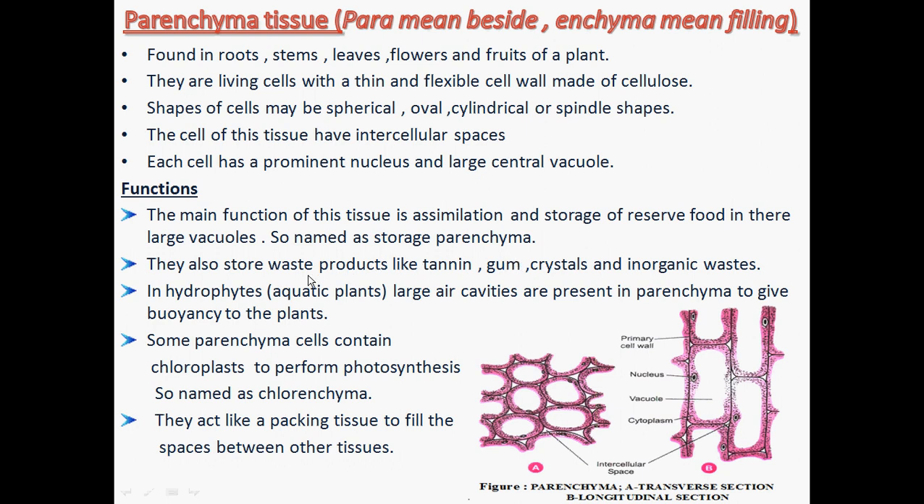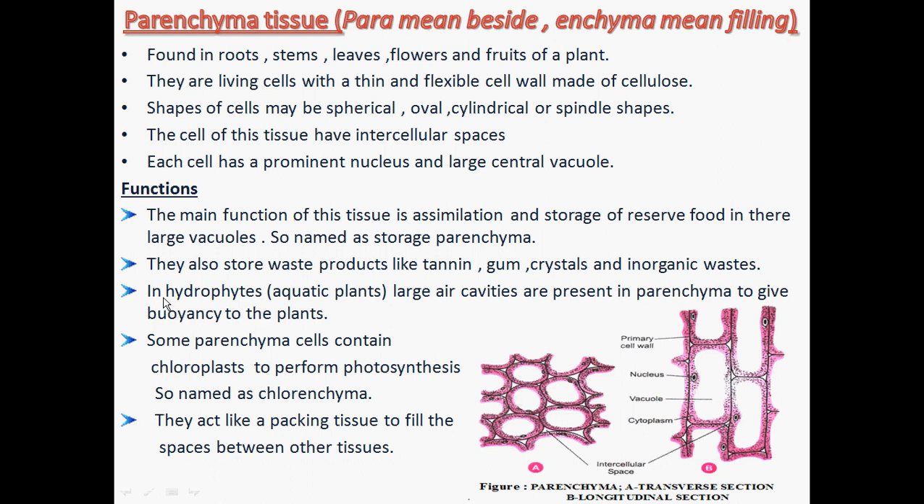Even it stores certain waste products like tannin, gum, crystals, and inorganic waste. You must have seen in the plants, the gum used to come out from the plant. We used to take it out when I was a child in school. There was a tree in my school, and I used to take out gum and stick some paper pieces or something. So these are the products present in the plants, which the parenchyma tissue stores as waste products like tannin, gum, crystals, and inorganic waste.